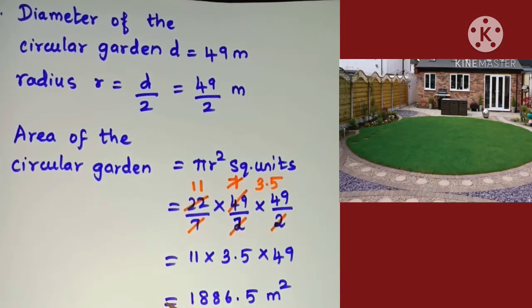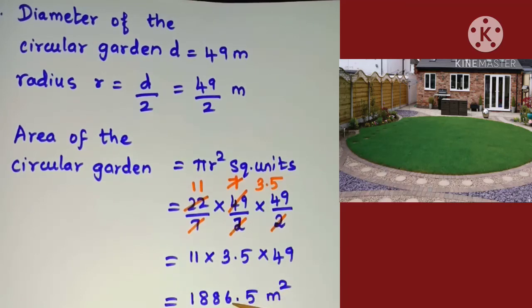Friends, 8th problem. Tenmozhi wants to level her circular flower garden. Leveling, so cultivating, leveling, it represents area. Okay, area of the circle. Circular flower garden whose diameter is 49 meter, at the rate of rupees 150 per meter square. Find the cost of leveling. So leveling represents the area of the circular garden.